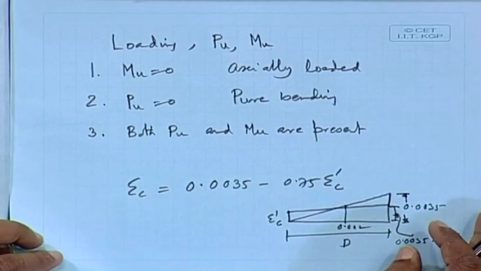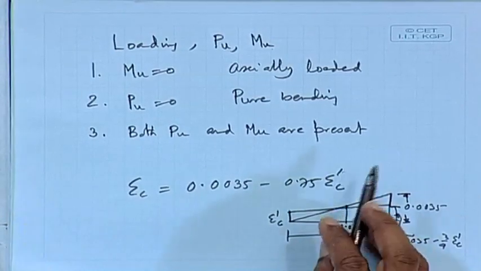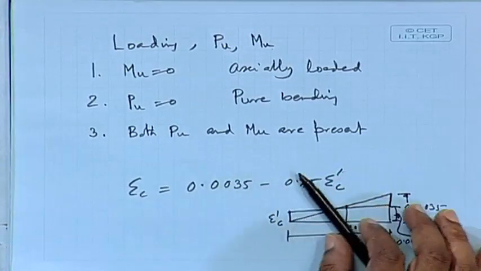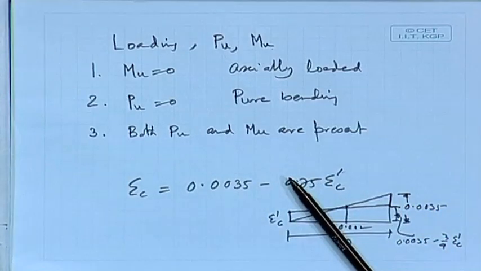What do we do here? For example, Pu and Mu are given. Now, what should be the percentage of steel, that we do not know.